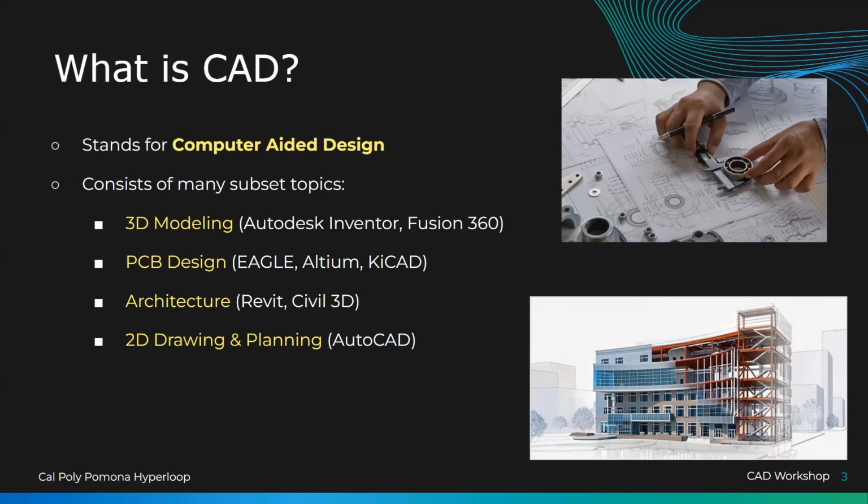There's CAD for architecture. That's Revit, Civil. If you're an architecture major, you're going to be doing something like Rhino or SketchUp. Maybe for landscape, you're going to do that too. And then you could also be using stuff like AutoCAD for 2D drawing or planning. And there's, of course, a lot more software. This is just a very small subset. But the gist of it is that whatever it is that you need to design, you can do so on the computer.